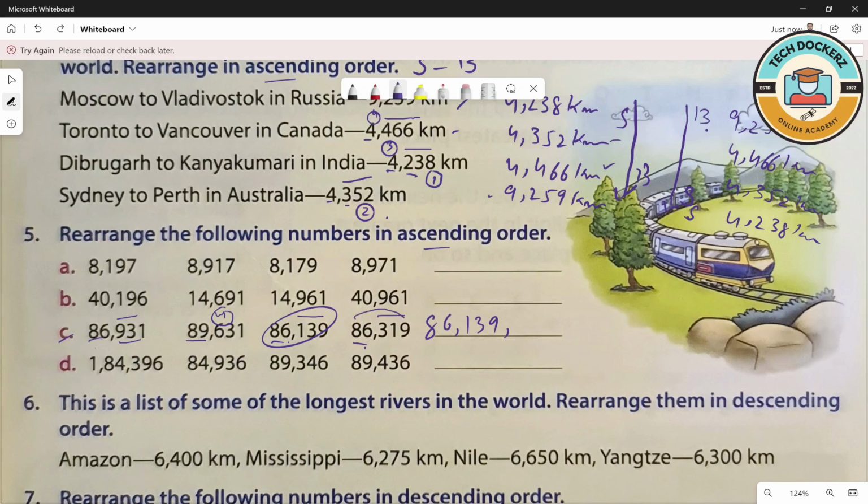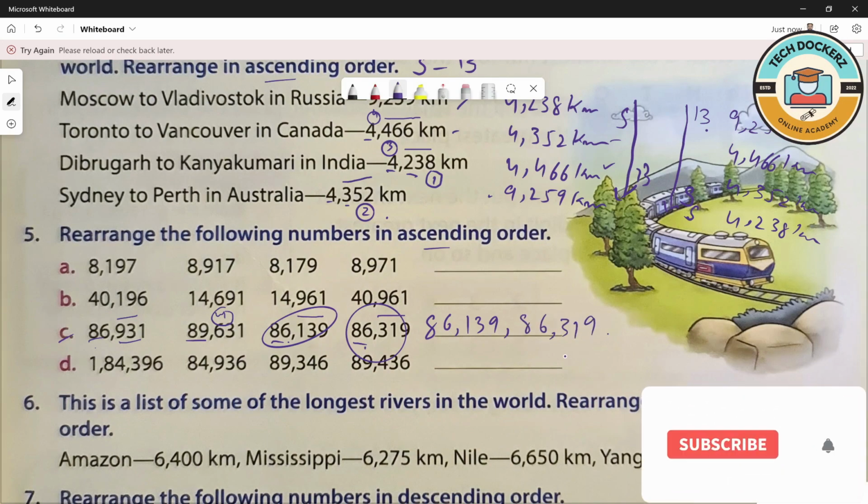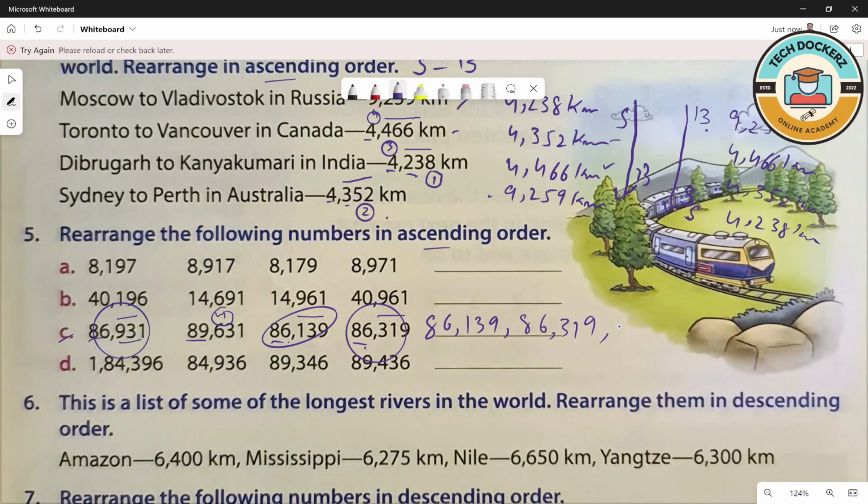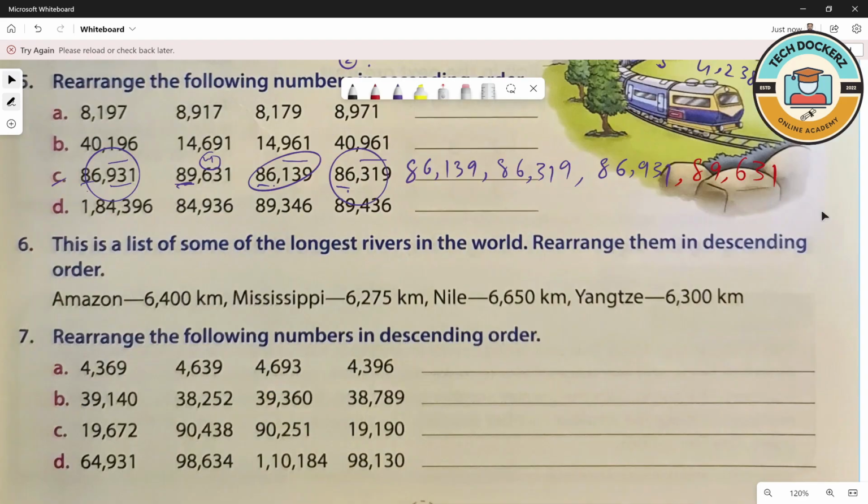The second number is 86,319. The third number is 86,931. So we can write 86,931. The fourth number is 89,631. So it's easy to write here. The last number will be 89,631. All right. So let's move to question number 6.